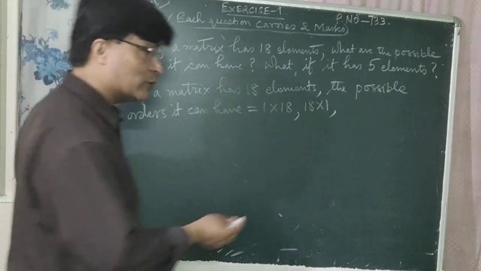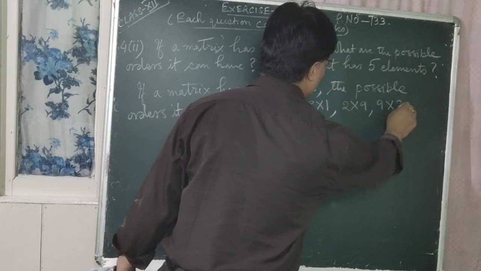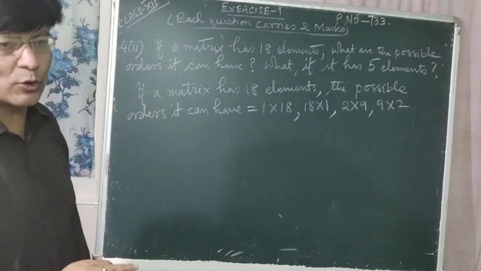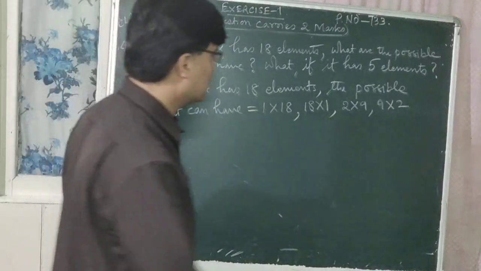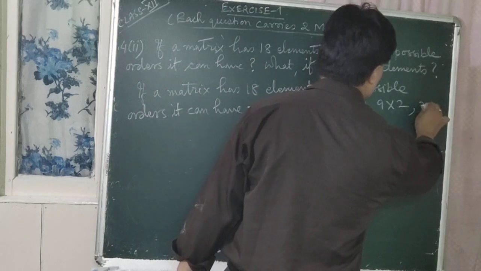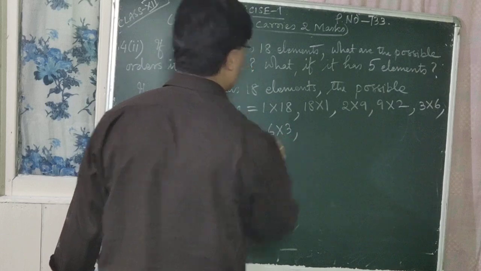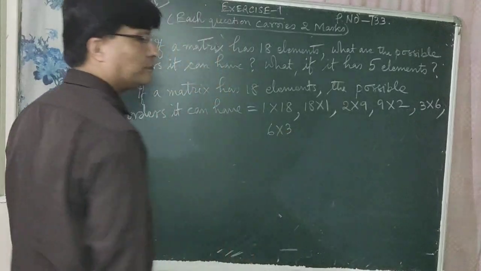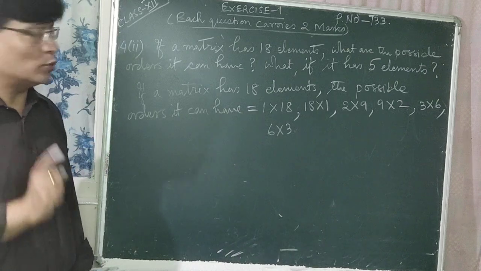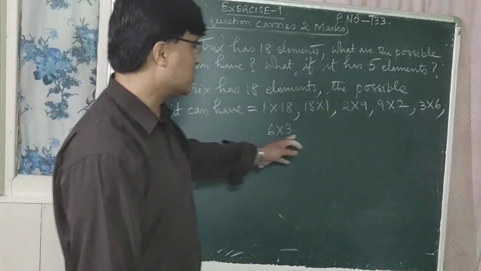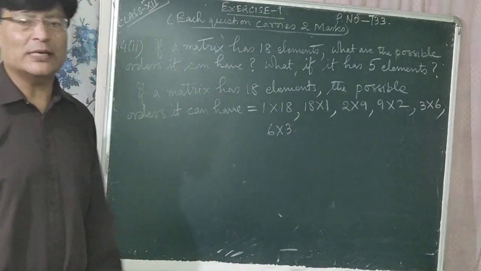The other one is 2 into 9, 2 9s are 18, isn't it? 2 into 9 or 9 into 2. 2 into 9 means 2 rows and 9 columns. 9 into 2 means 9 rows and 2 columns, right? The next one is 3 6s are 18, or 6 cross 3. Is there any other possible order other than this? No. 6 3s are 18, 2 9s are 18, 9 2s are 18, and 18 1s are 18.